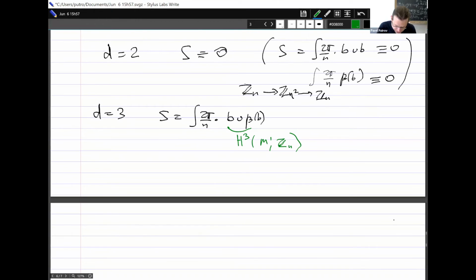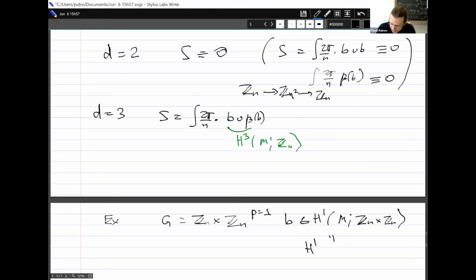If you have a product of cyclic groups, things become a bit more involved. So G is Zn times Zn. Let's still consider the p equals 1 case. H1 of M with coefficients in Zn times Zn is the same as the product of the cohomology groups. We can say that B is a pair B1 and B2, where B1 is in the first factor and B2 is in the second factor.